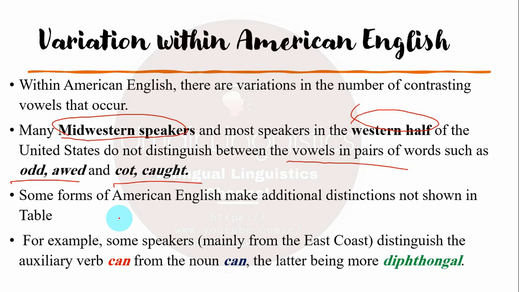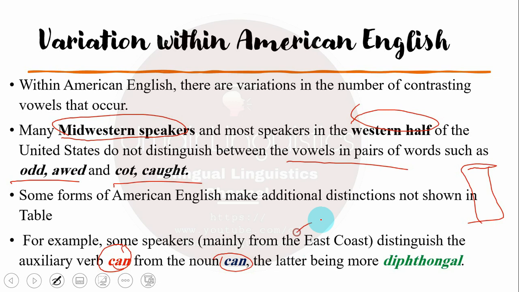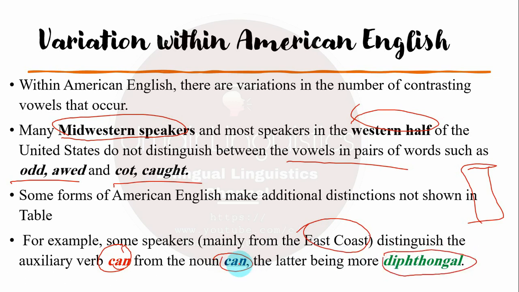One more example of such a difference is the verb "can", as in "you can do it", and the noun "can", when we drink a can of water or a can of something. This is a difference in the East Coast of the United States. Speakers on the East Coast pronounce the noun "can" in a more diphthongal way, so they have a diphthong in the pronunciation of the noun, but for the verb "can" they pronounce it with only one vowel.